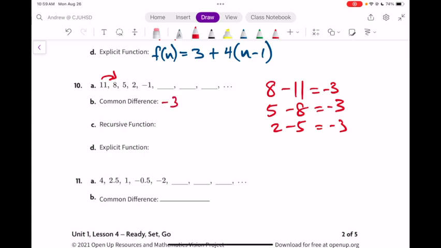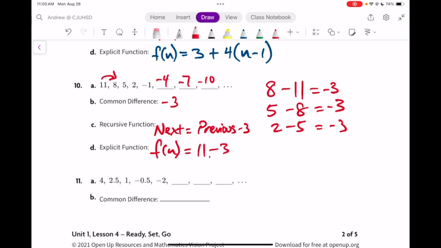So you can see that this is going to go to negative 4, then negative 7, then negative 10. The recursive function is simply next equals previous minus 3. And the explicit function is f of n is the first number, 11, and then we can go ahead and just write minus 3. We don't have to write plus a negative, and that's n minus 1. And we'll leave it like that.